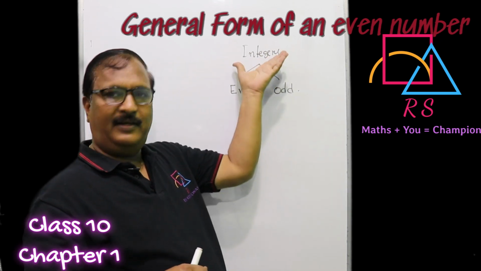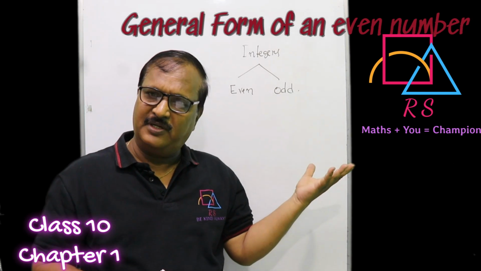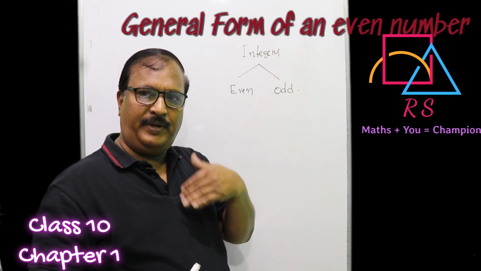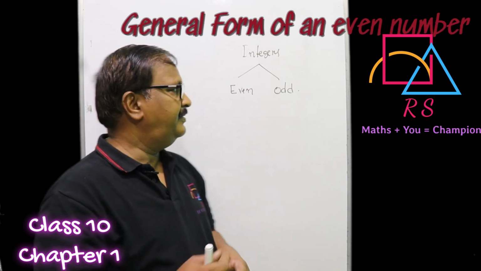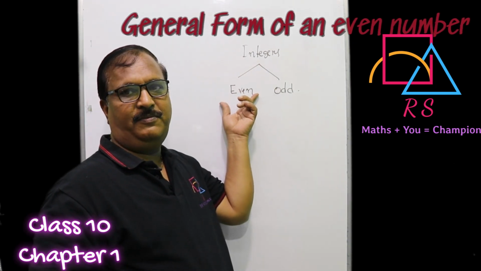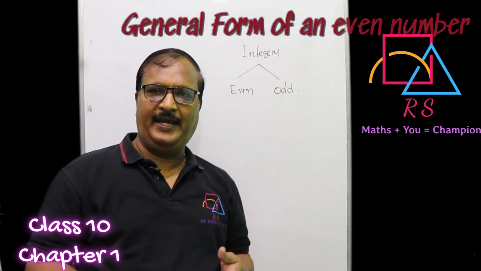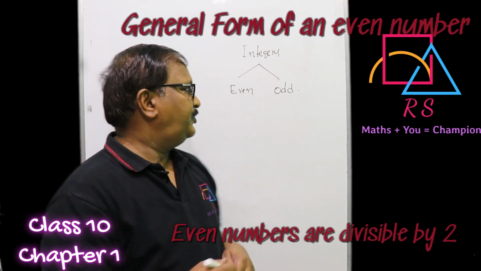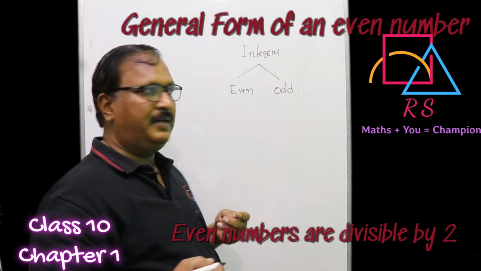right? Integers can be divided like this. Sometimes primes and composite also you can divide. So I have to make you understand what is the general form of an even number. To write the general form means using the alphabets. You can use A, B, X, Y, whatever, right? So now you should understand what is an even number, what is an odd number.